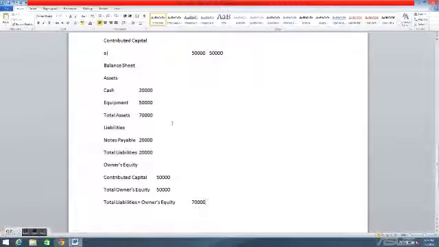Now a good way to check to make sure everything is most likely done correctly is to make sure your assets equals your liabilities plus your owner's equity. And as you can see here, it does, so we stay true to our accounting equation of assets equals liabilities plus owner's equity, which most likely means everything is done correctly. And that is how to prepare a balance sheet and general ledgers for individual accounts.